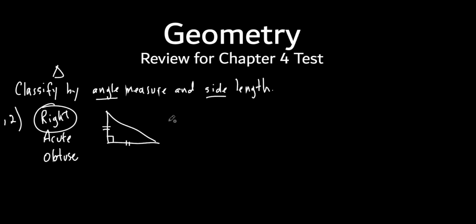What about side lengths? Let's list some of the things. We already said scalene, right? What does scalene mean? Right, none of the sides are equal. What does isosceles mean? Two of the sides are equal. That's right. And what if all three sides were equal? That would be equilateral, right? Equilateral.